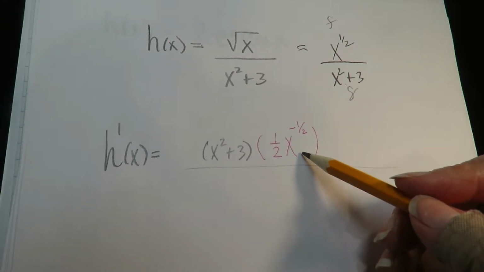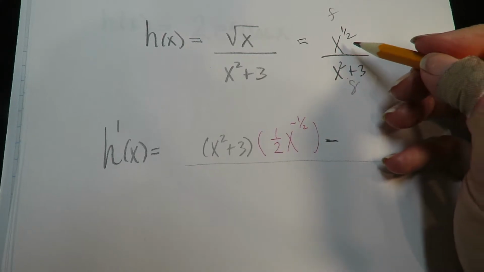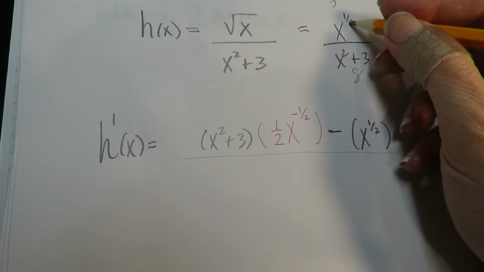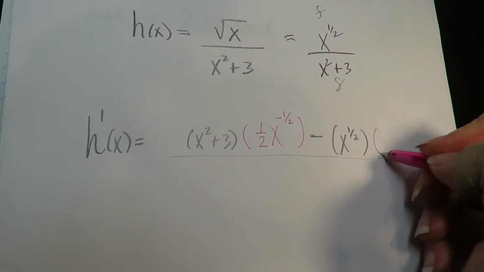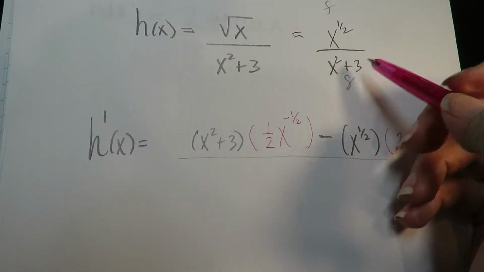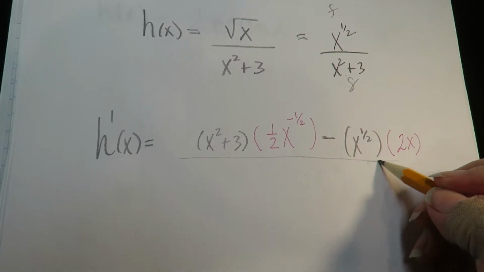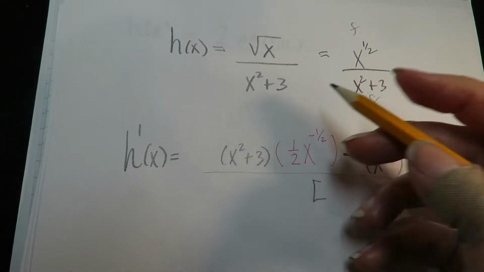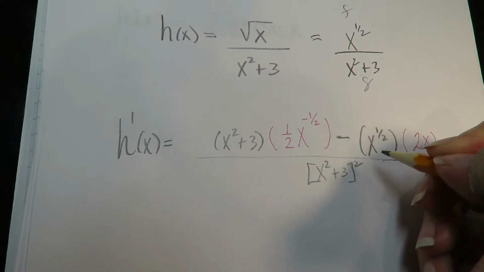So the bottom times the derivative of the top minus, remember there's a minus in this one. Now I leave the numerator alone, so that's F, and I'm going to times it by the derivative of the denominator. Now the derivative of the denominator is going to be 2x, right? Power rule on that, this guy goes to 0. And that's all over the denominator squared.